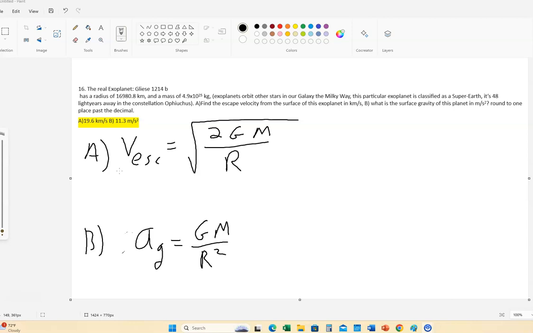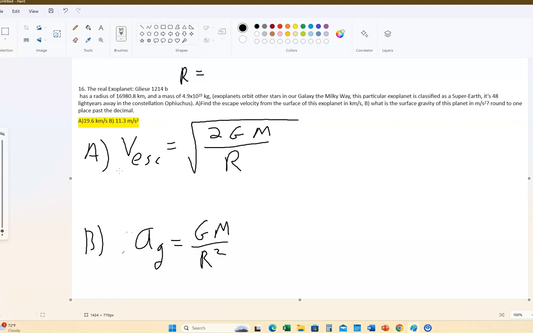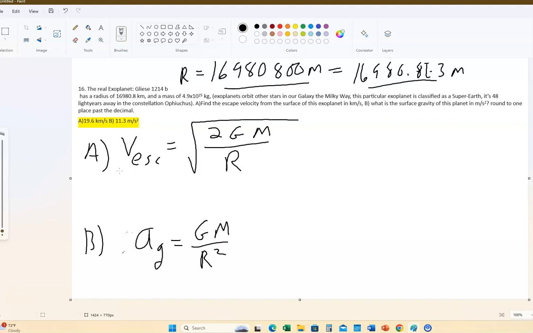All right, so let's change r to meters. If you know that a kilometer is 1,000 meters, you just multiply by 1,000, and it would be 16980800 meters. Or you could write it like this, 16980.8 times 10 to the third. They're both meters, either one. You put this number in your calculator, it's indistinguishable from this number. It means the same thing.